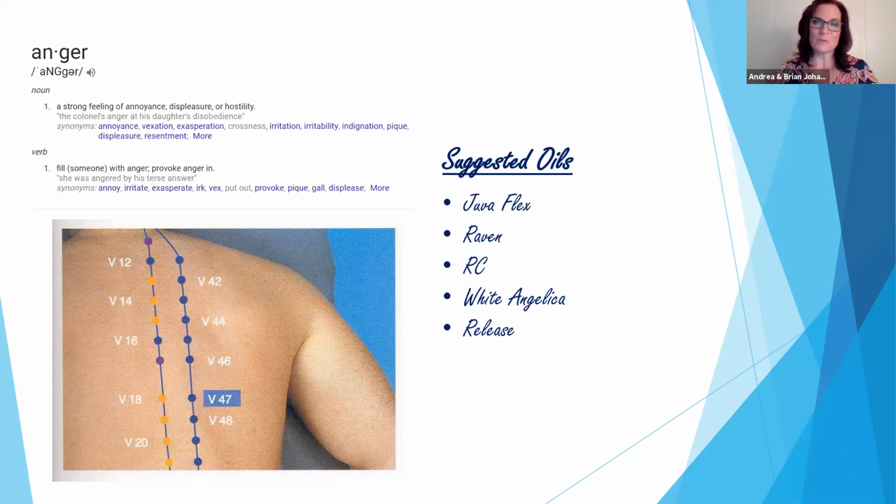White Angelica or Release. Okay, that one is maybe for some people they can reach that acupoint, but you take as a reference the shoulder blade.